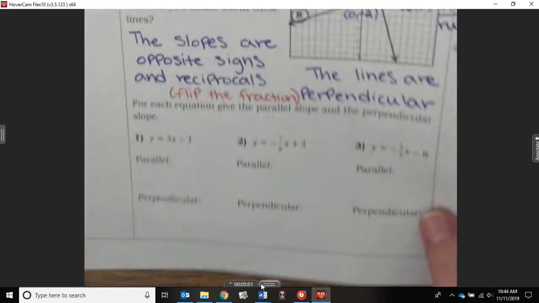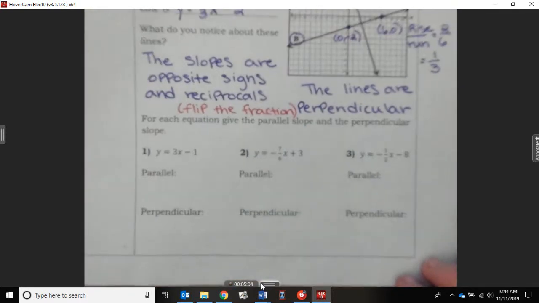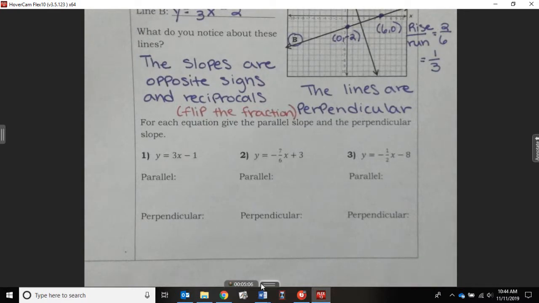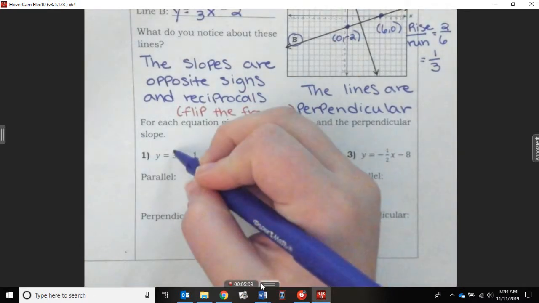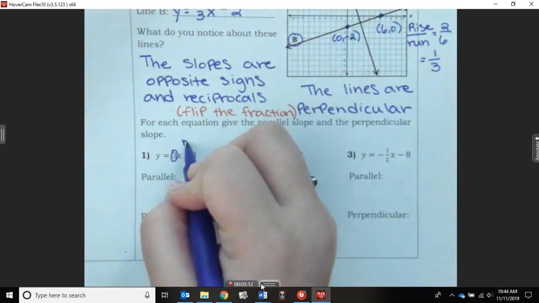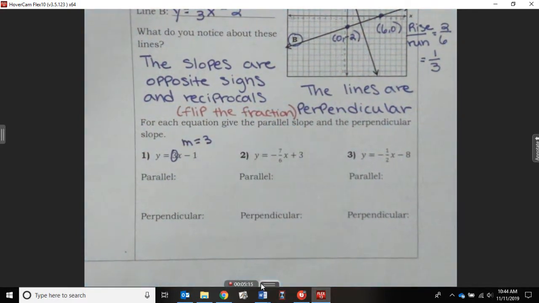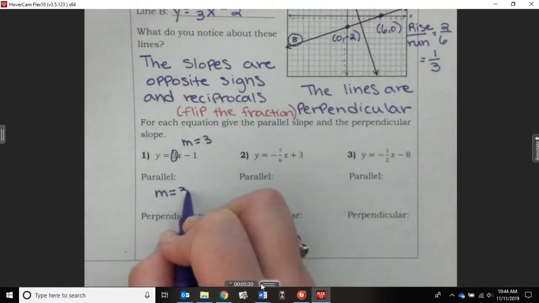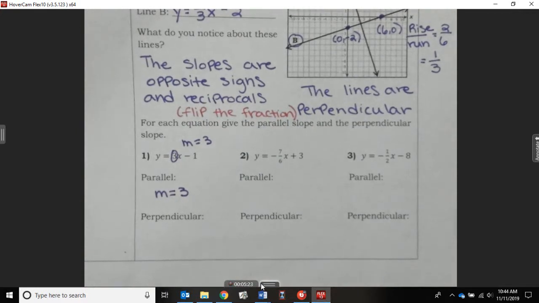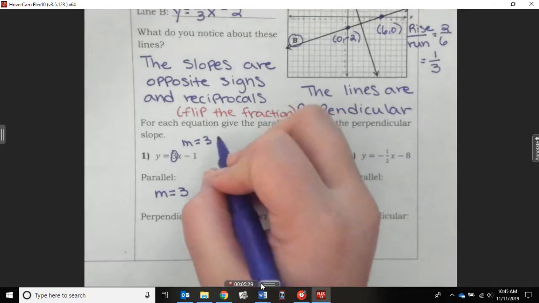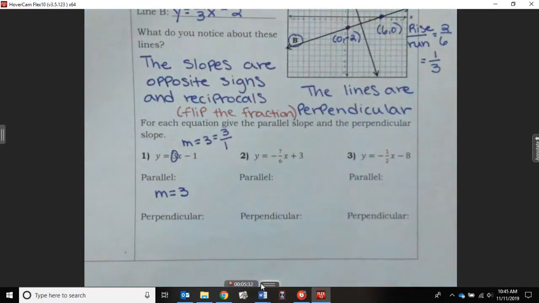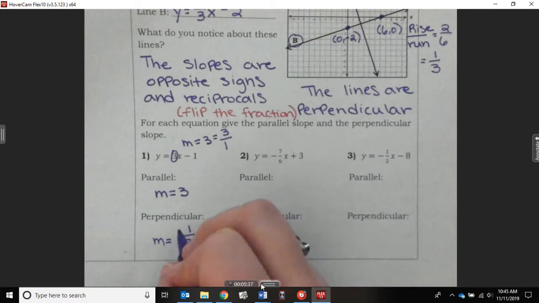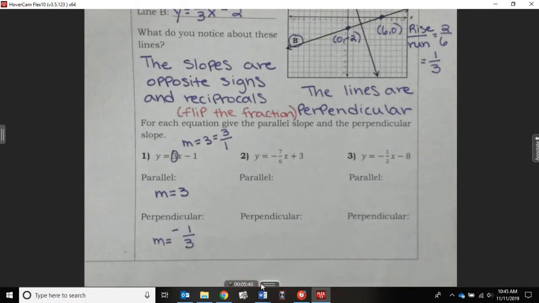All right, now we're going to be looking at some examples. We want to find the parallel and perpendicular slope for these equations. So starting with number 1, my slope is the number in front of the x. So my slope is 3. Now remember, for a parallel line, my slope stays the same. So for a parallel line, my slope would be 3. Now the perpendicular line, that means it's the opposite sign and it's the reciprocal. So I flip the fraction. Now I can write 3 as 3 over 1. And if I flip that, that would be 1 over 3. And it's positive here, so to get the opposite sign, it becomes a negative.